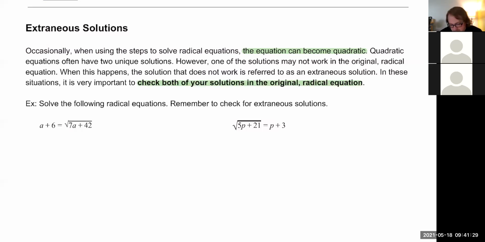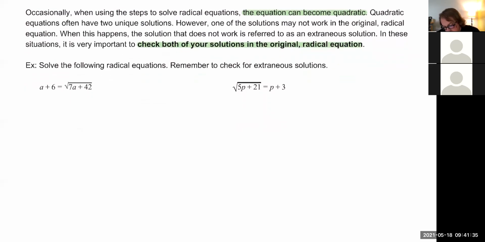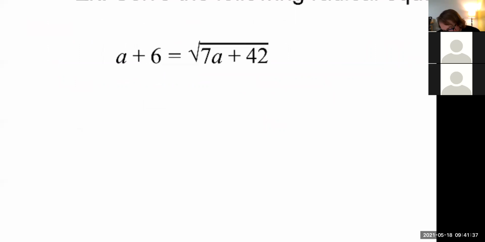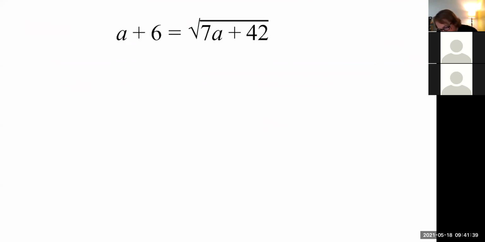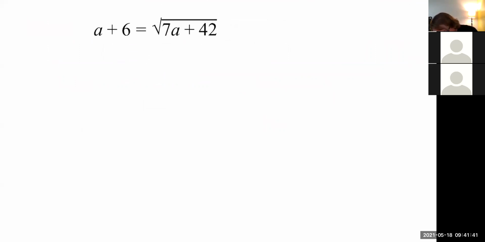So I'm going to show you what that process looks like. What would have to happen in order for it to become quadratic? So, still following the same steps. I think this will give me enough space.